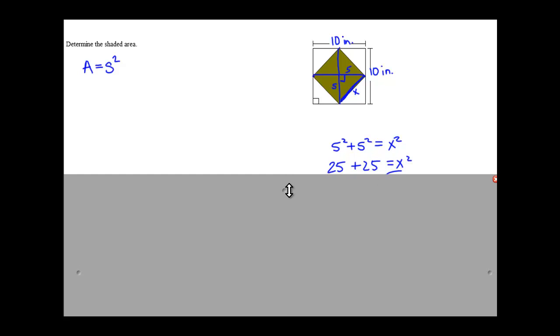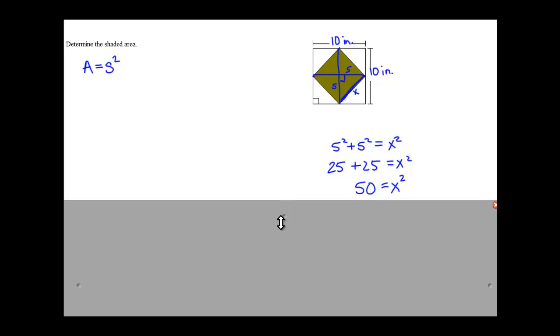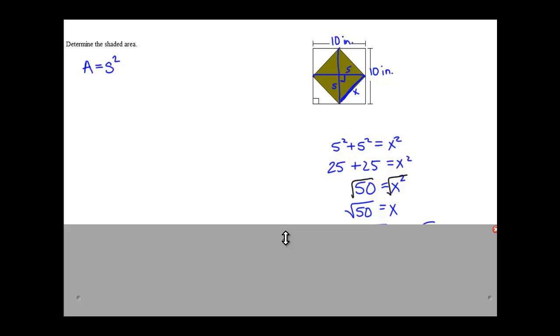So 5 squared plus 5 squared is x squared. So 25 plus 25 is x squared, which gives me that 50 is x squared. Now to find x, using the square root property, I would take the square root of both sides of the equation, which would leave me with the square root of 50 is equal to x, since the square root of x squared is x. We're only concerned with positive roots here since we're looking at distance.